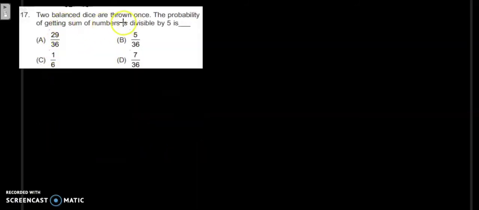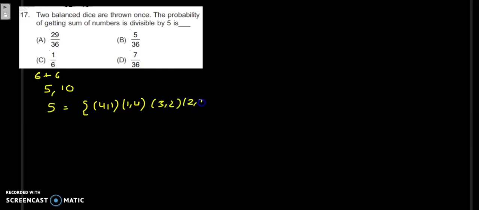Two balanced dice are thrown once. Balanced means normal dice. The probability of getting a sum of numbers divisible by 5. Okay, so it's simple: whenever we are finding the sum, the maximum sum will come 6 plus 6, 12. So here numbers divisible by 5 will be 5 and 10 only. So when 5 is the sum, then it will be what? 4, 1, 1, 4, 3, 2, 2, 3.